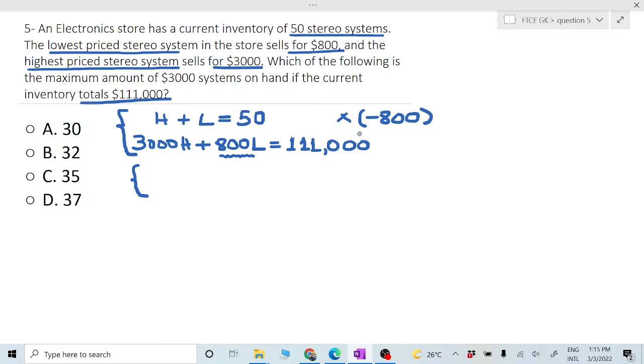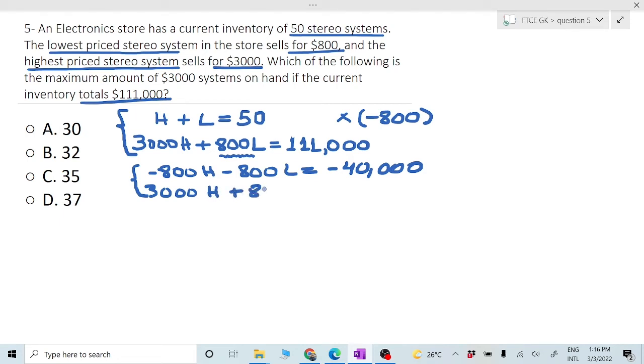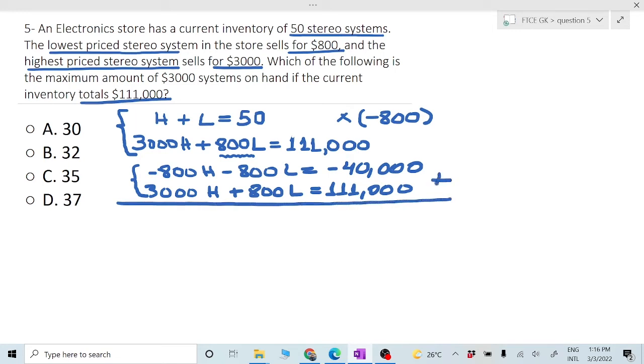So negative 800 times H is negative 800H, minus 800L, minus 40,000. What I did here was just multiply the first equation by negative 800. Now I'm going to copy down the second equation just as it is, like so. Now I'm able to eliminate one of the variables by adding those two equations.